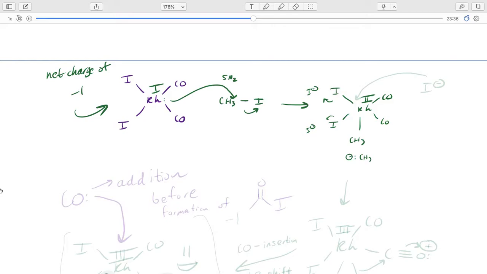And now with the I minus that we generated in the first step, it is again just going to attach to the rhodium.